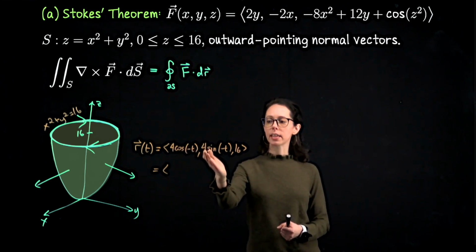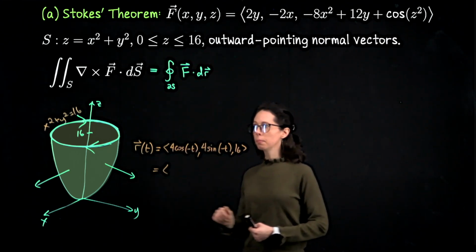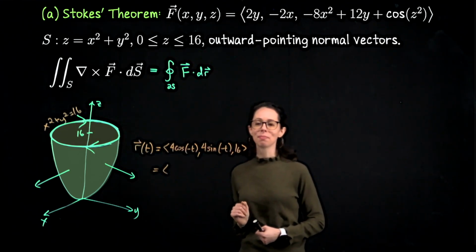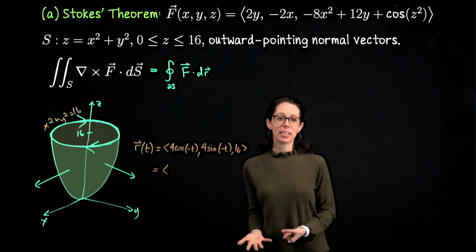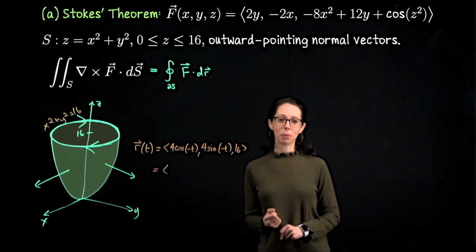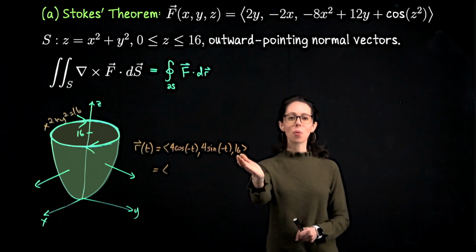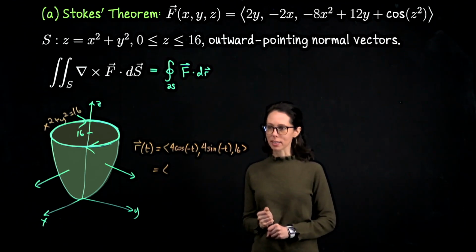And then the 4 here is indicating that the radius of our circle is 4, because x squared plus y squared is 16. And then the z-coordinate is just fixed at 16 because this whole curve lives in the plane z equals 16. So there's no other possible value for z here that would make any sense.